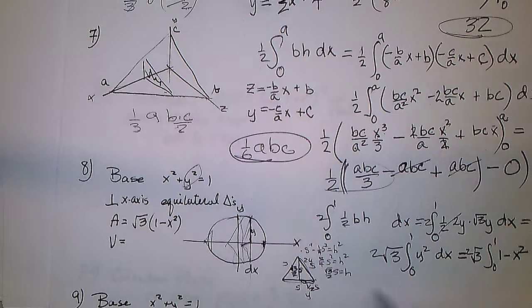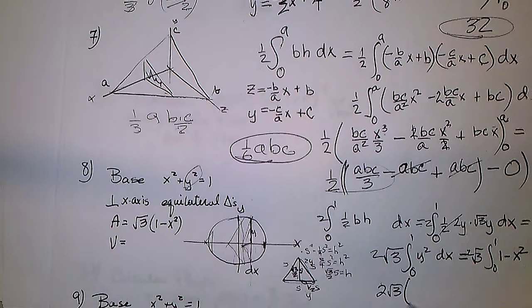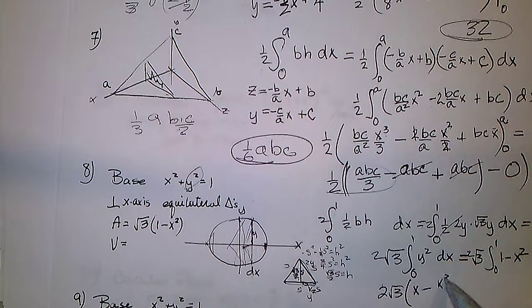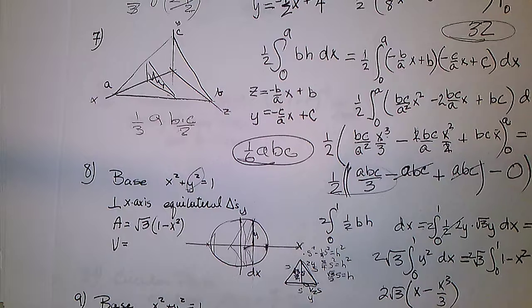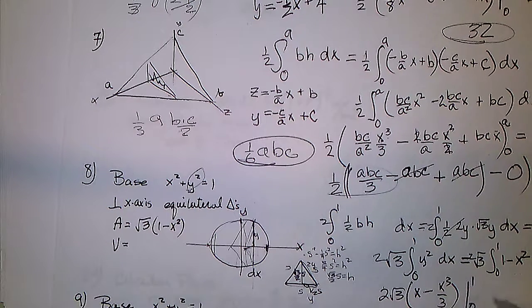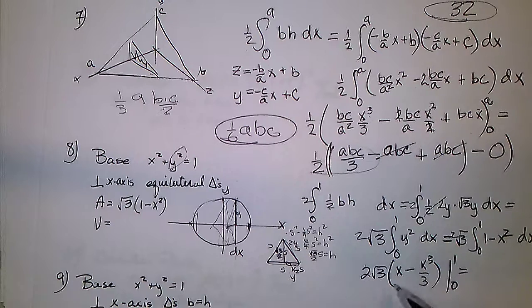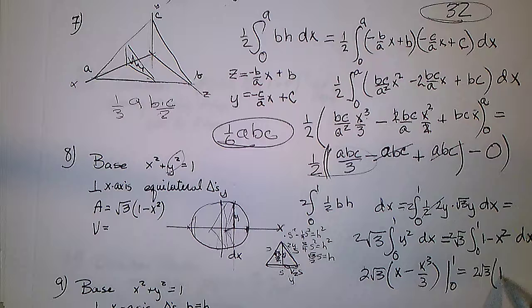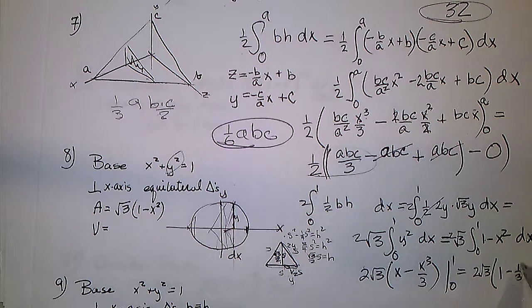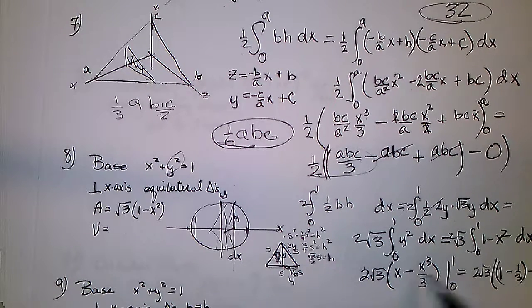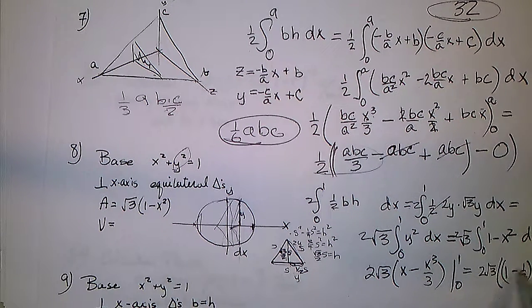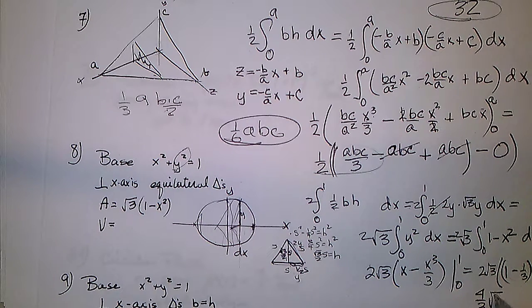Now I can integrate. 2 square root of 3. 1 integrated is x, and x squared becomes x to the third over 3, evaluated from 0 to 1. So I get 2 square root of 3 times 1 minus 1/3, minus, putting zeros in, I get 0. So 2/3 times this, so that's 4/3 square root of 3.